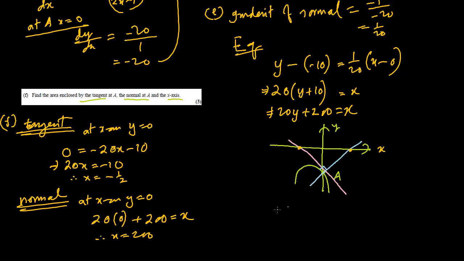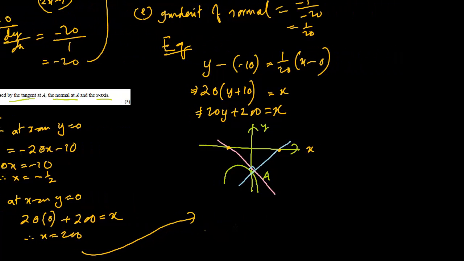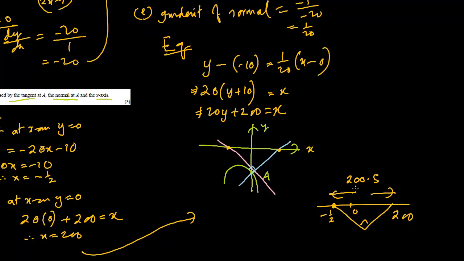And if we draw a miniature triangle over here, so this is 90 degree. So this is minus half, this is 200, and this is 0. If you want to find the length from minus half to 200, so 0 to 200 the length is 200. So 0 to minus half the length is half. So this should be 200 plus half, or 200.5. So this is that value.